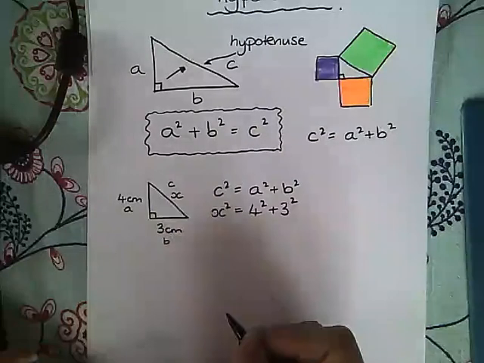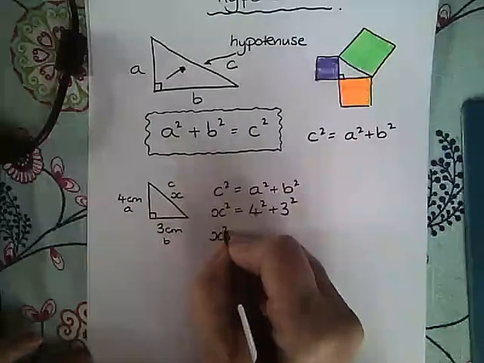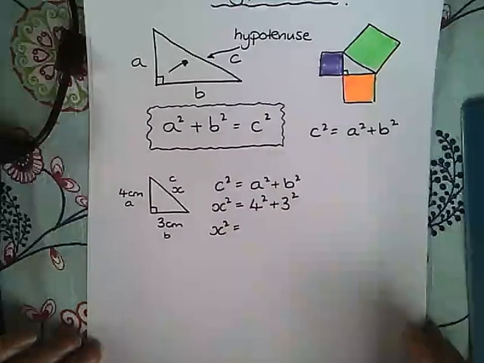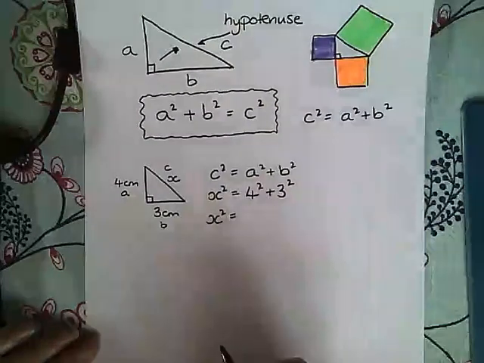Now we're going to do some working out. So the x squared just stays as it is. 4 squared is 4 times 4, which is 16.